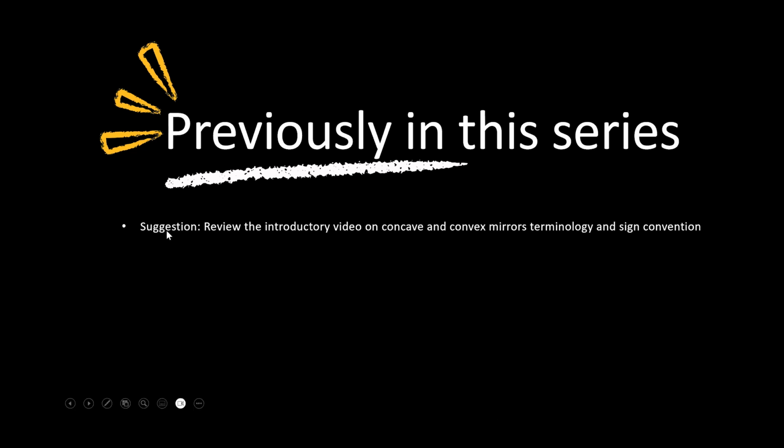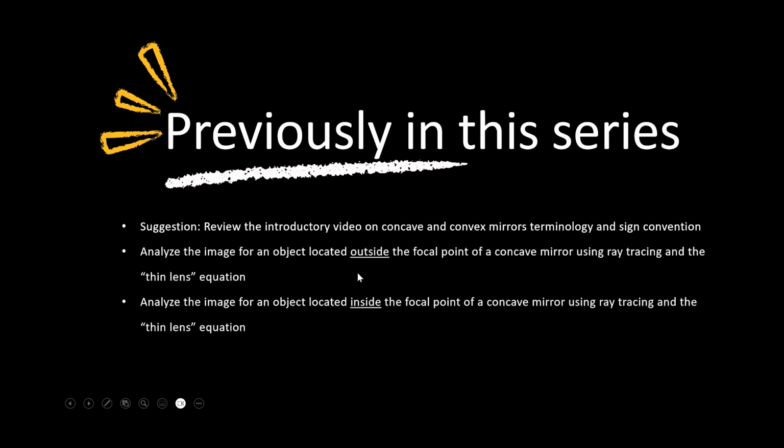So previously, just a suggestion: if you haven't seen the first video in the series, please check it out. We talk about mirror terminology, concave and convex mirror terminology, and sign convention. Then we did 2 videos analyzing the object as it sits outside and inside a focal point of a concave mirror. And then we did a video with a couple of exercises. And now we're going to do 3 exercises in this video and wrap up the series on concave mirrors.